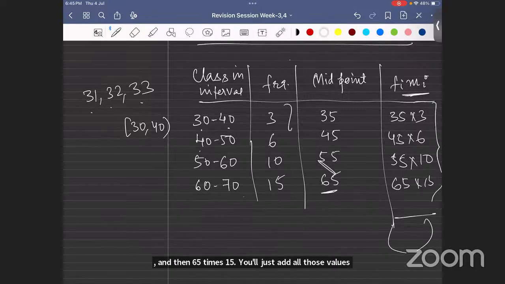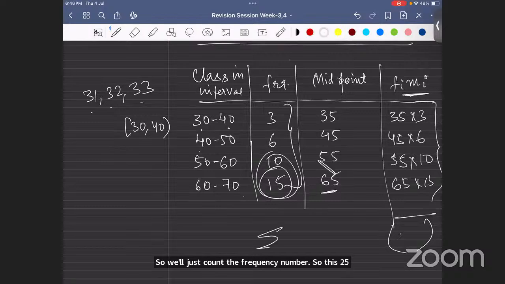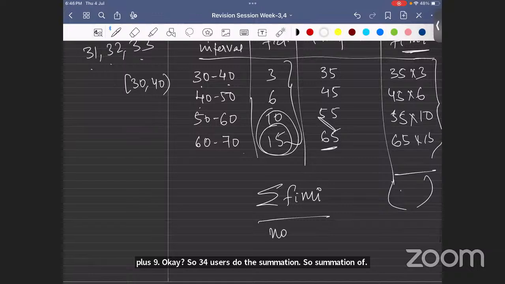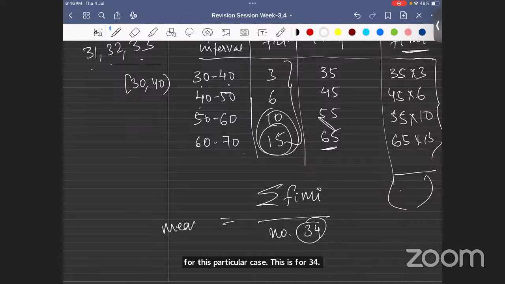So you'll just count the frequency number. So this is 25 plus 9, okay, so 34. You just do the summation. So summation of fi mi divided by the number of terms that is present, that is for this particular case, 34. Okay, so this is your mean for this case.